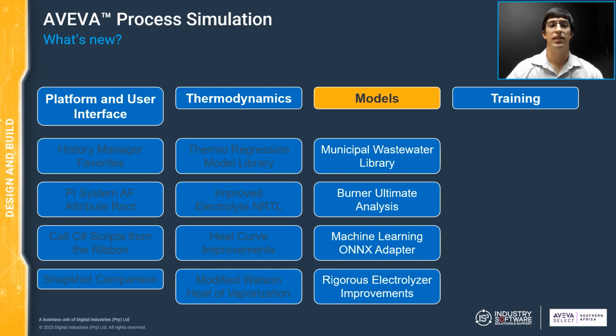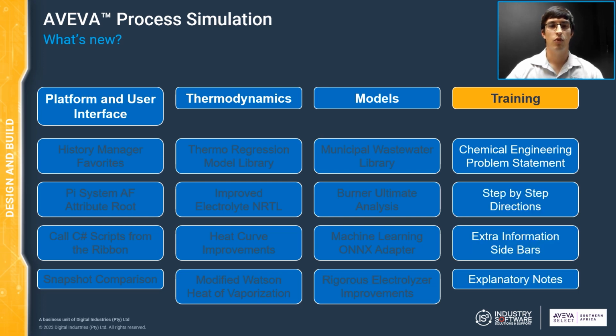AVEVA Process Simulation now also includes a beta library to simulate wastewater processing. This library includes models specifically designed for activated sludge. Analysis tools in the burner object for coal, plastic, or carbon-neutral biomass combustion were improved. Users can externally train neural networks that meet the ONNX standard and then use them within AVEVA Process Simulation. Permeation across the electrolyzer membrane, which could cause a safety issue, can also be determined.